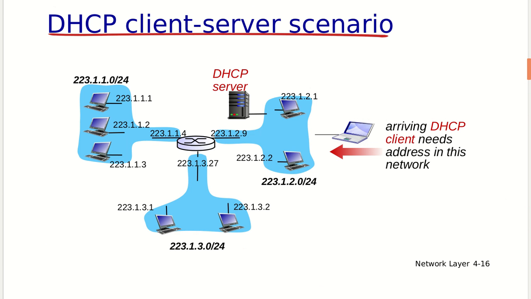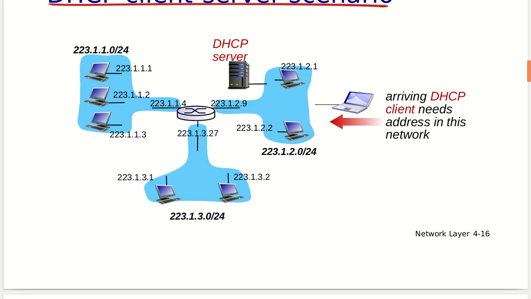In the previous example, when you have this new client connecting to the network, you can see that the router interface on this network is 223.1.2.9. So the DHCP server is also going to provide this information to this new client. It will give the client its new IP address, and it will also tell it that if you want to communicate outside this network, then your default gateway, or the first hop router's interface, is 223.1.2.9. That is where you need to send the packet so that it can exit the network.